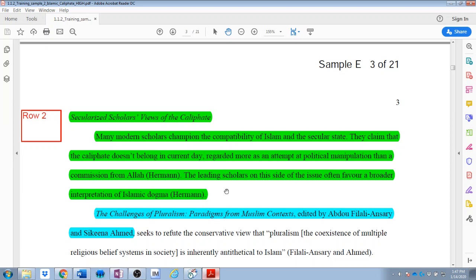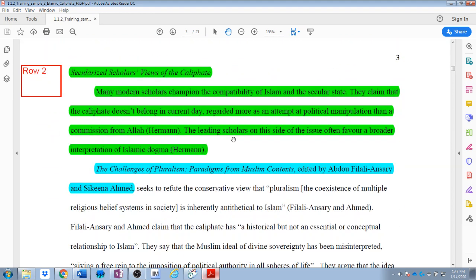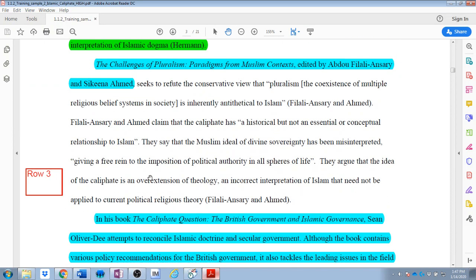Many modern scholars champion the compatibility of Islam and the secular state, they claim. So I think in this case, it's the fact that they're referencing the individuals collectively, right? They're talking about different research, and this is research that I think they've either previously mentioned or they're about to talk about, right? That they're going to go through and now talk about the challenges of pluralism, whatever that source is, and they're going to go through and follow all of these sources that are supporting this idea that many modern scholars champion the compatibility, and so on. Right? Okay? So that's an example here.